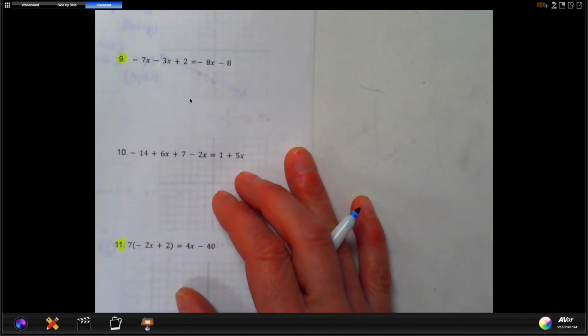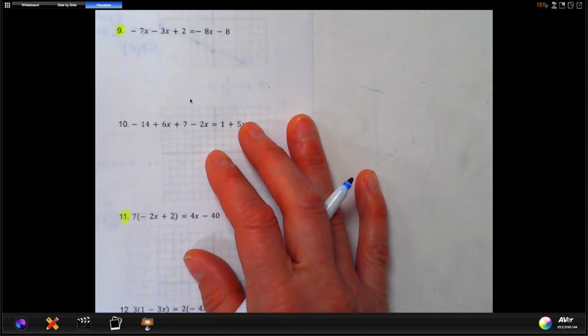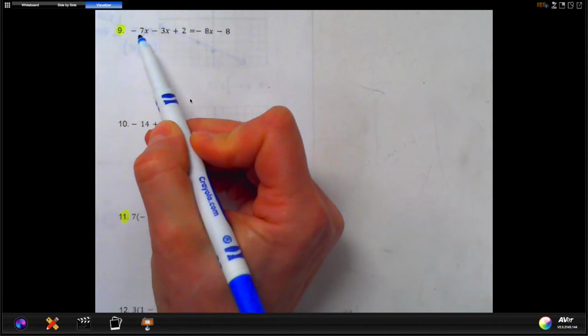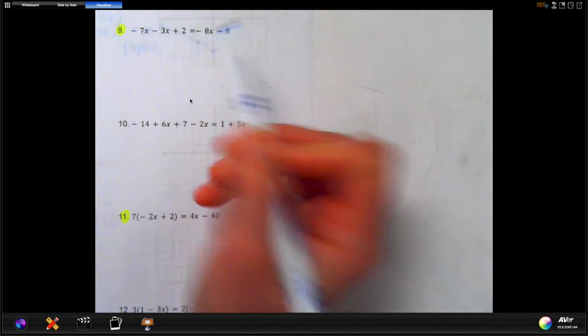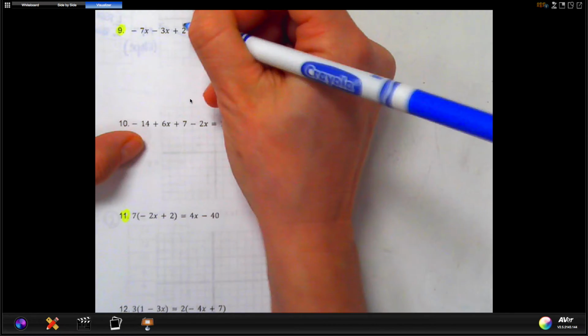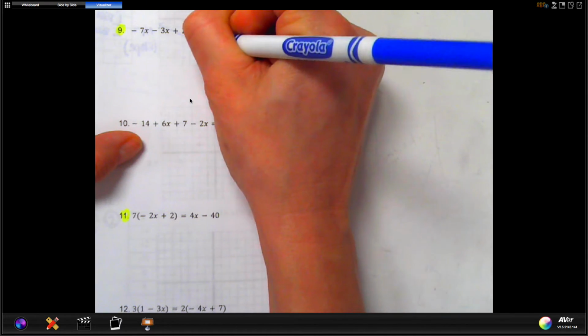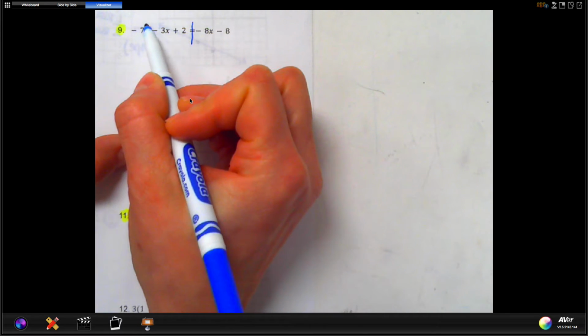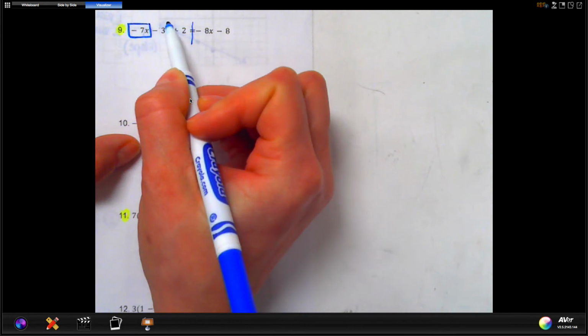So number 9, we get more complicated as we go, all right? And so number 9, now we've got 1, 2, 3 different x's on here. So what we want to do is look at this. If we separate the sides, there's only 1 on this side and a negative 8x, but there's 2 over here. So if you remember, what we did is we first started by combining our like terms.